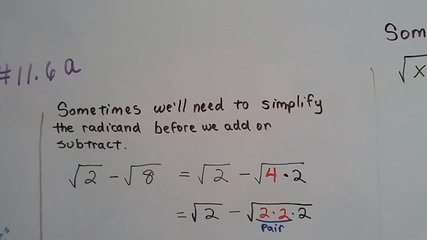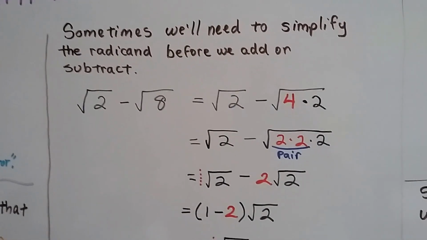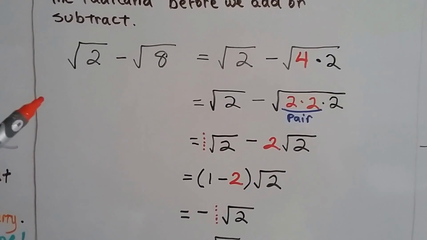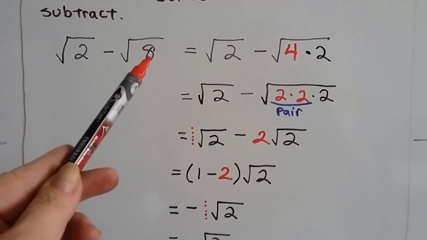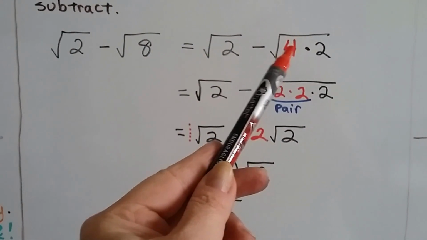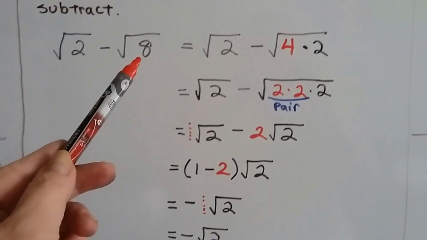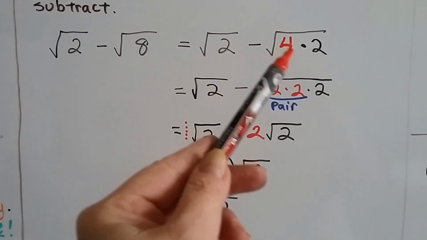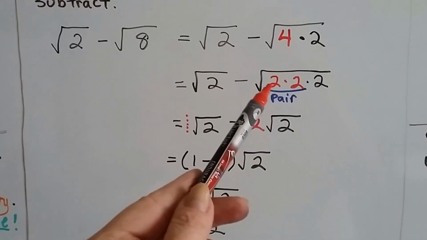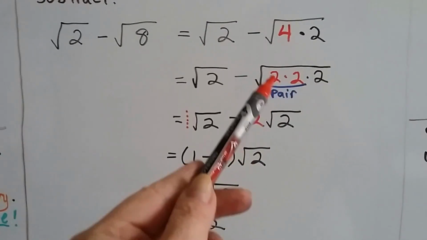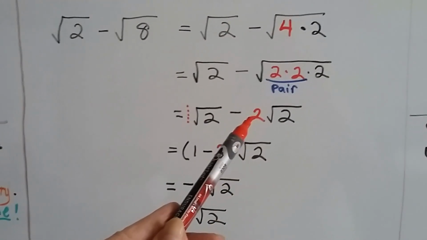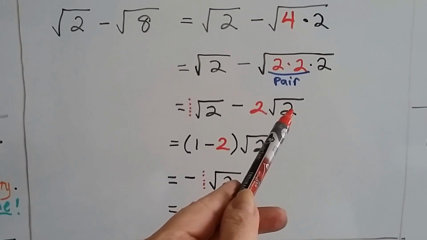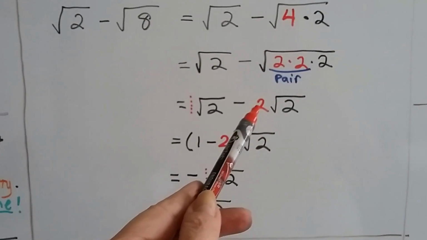So sometimes we'll need to simplify the radicand before we can add or subtract. And if we have the square root of 2 minus the square root of 8, what we can do is split this one into a 4 times 2, because the 4 is a perfect square. We try to find the biggest perfect square we can pull out of here. And that would be 4 times 2, which would be 2 times 2, and that would give us a nice pair, wouldn't it? So we can take one of these, stick it up in front, and the only thing that's left is that 2, and it stays underneath the radical sign, see? So we pull one of the pair and put it up here.